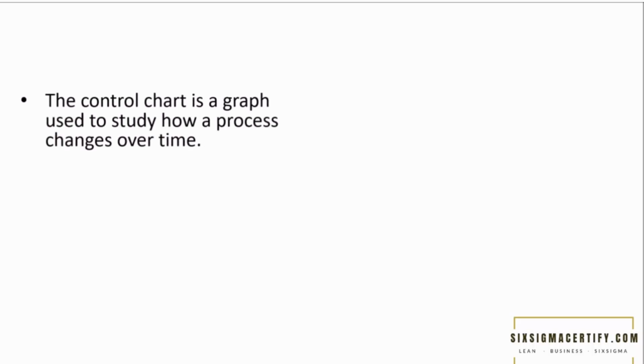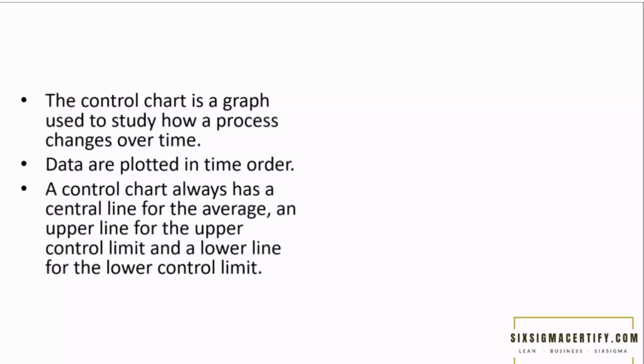The control chart is a graph used to study how a process changes over time. Data are plotted in the time order. A control chart always has a center line for the average, an upper line for the upper control limit, and the lower line for the lower control limit.